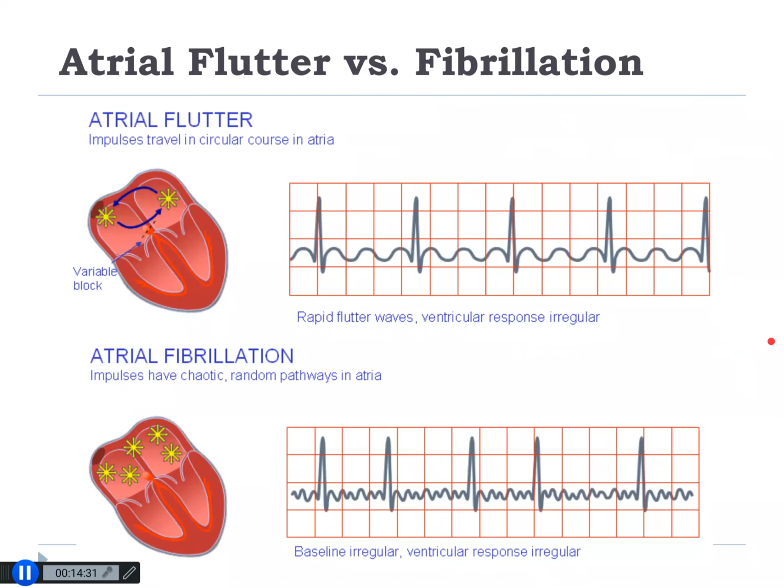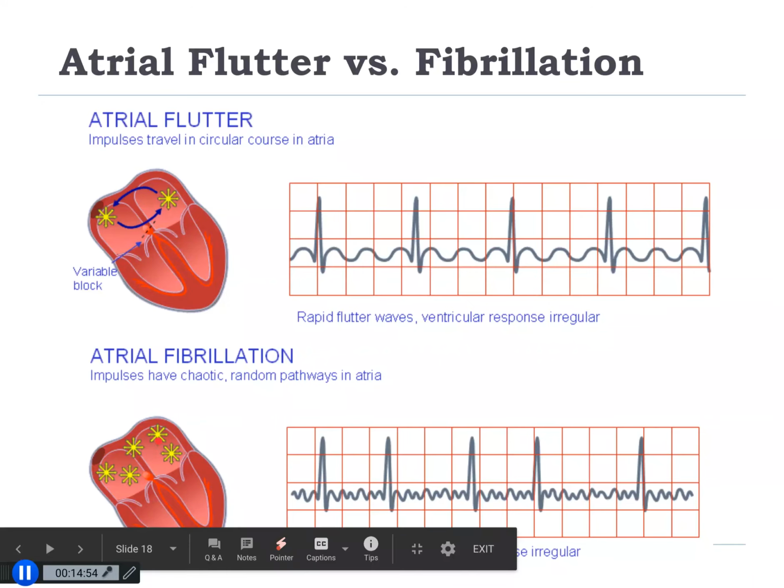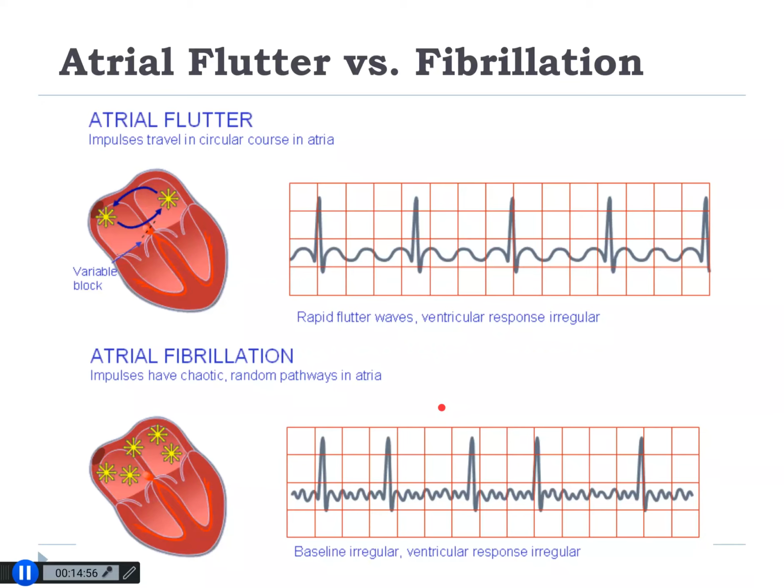So just to look again, because people often get confused between atrial flutter and atrial fibrillation. For flutter, the impulses are traveling in a circular course in the atria. So it's rapid with regular waves. And then with AFib, the impulses are totally chaotic and random. And so the waves are very irregular.